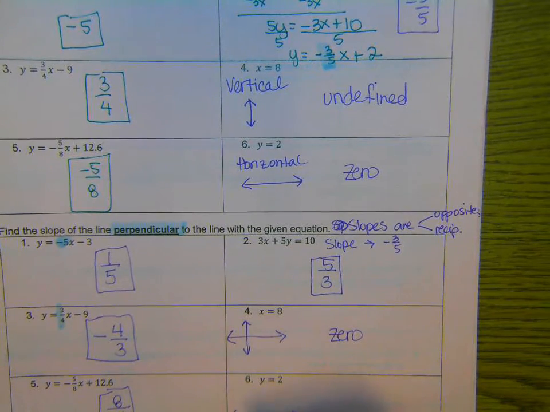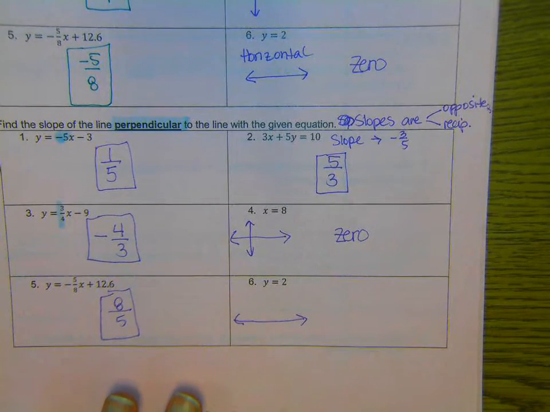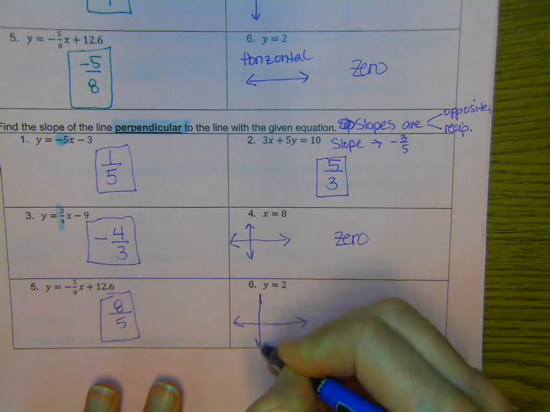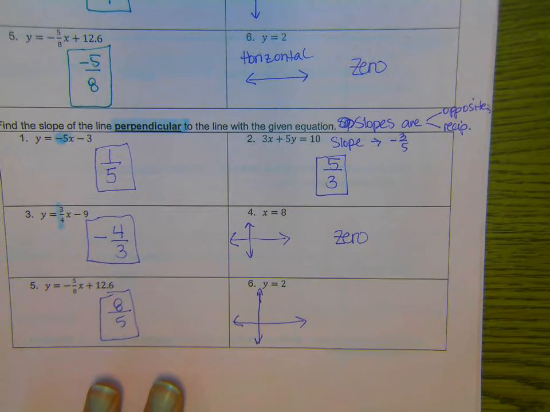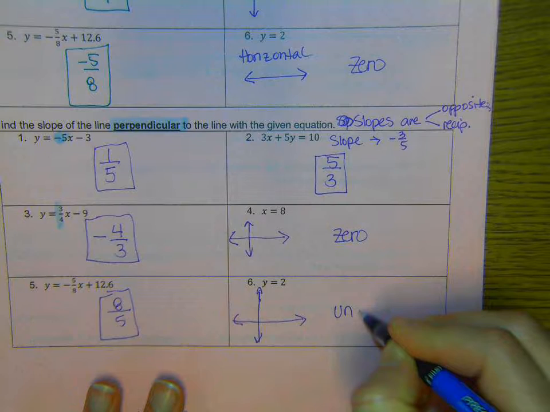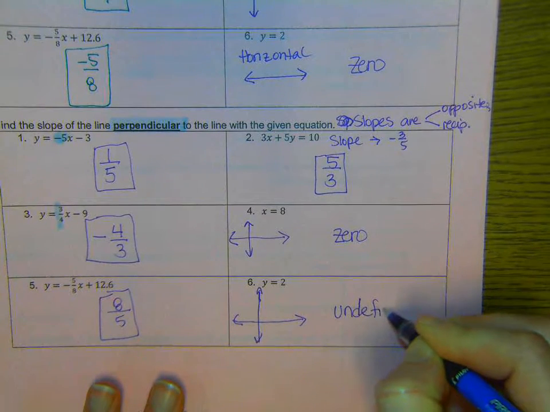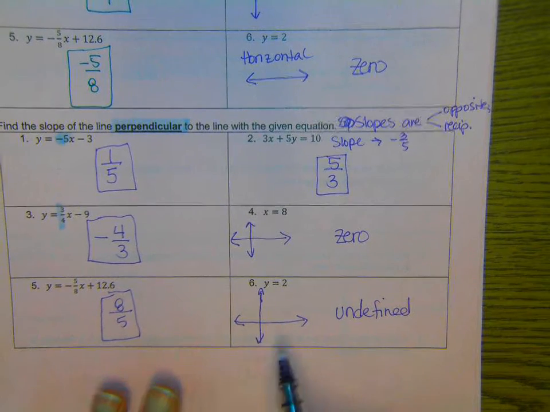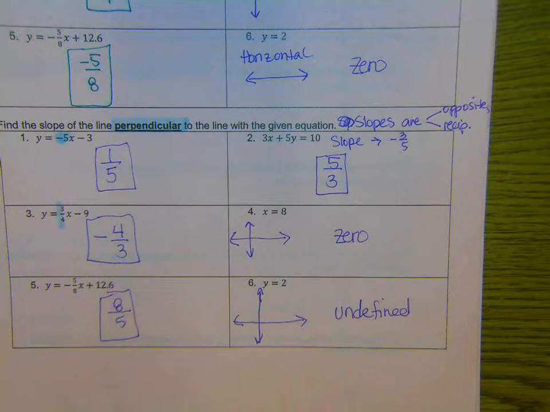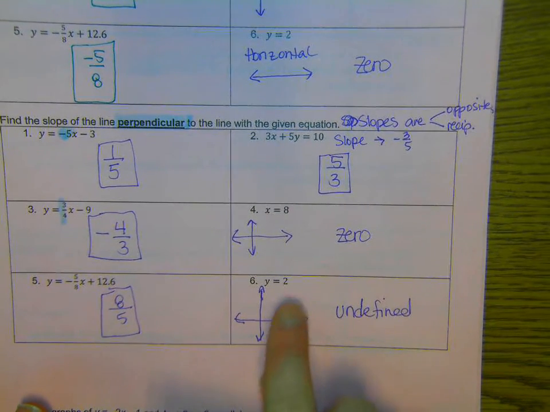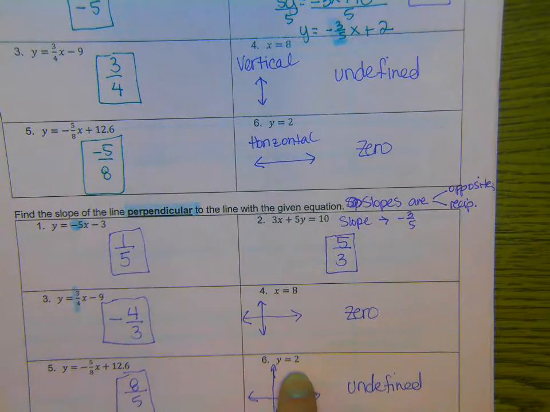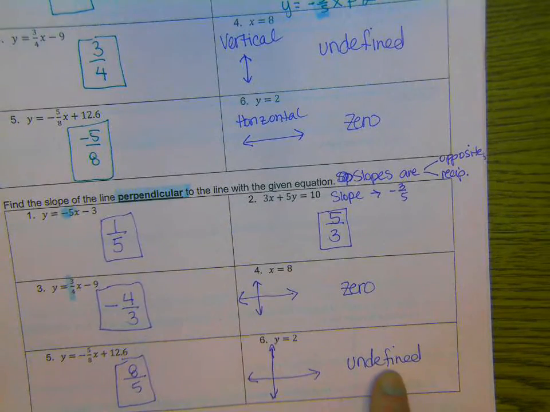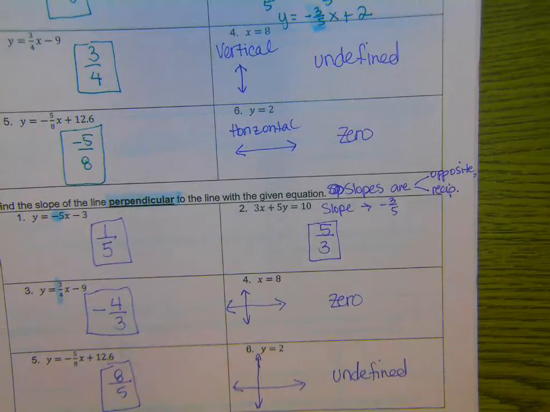6 is the kind of the reverse of that question. Y equals 2 looks like this. Wouldn't the perpendicular have to be vertical, right? Okay. And so what kind of slope does a vertical line have? Yes, I did say vertical. Vertical lines have an undefined slope. So I'm not asking what the slope of this line is, I'm asking what the slope of a line perpendicular to it is. The slope of y equals 2 is 0, but the perpendicular would be vertical, so that has an undefined slope.